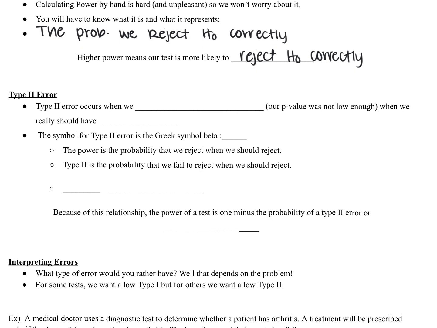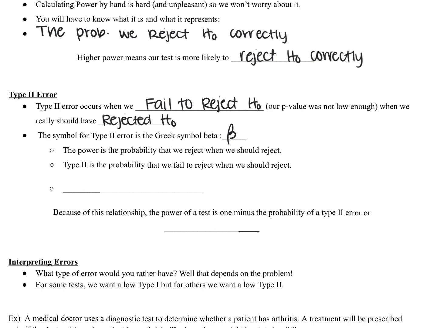Okay. And then a type 2 error. So type 2 error occurs when we fail to reject the null hypothesis, which means our p-value was not low enough when we really should have rejected the null hypothesis. Now, they made up its own symbol to represent the probability of a type 2 error, and it's the Greek symbol beta. We're not really going to do anything with it because it's not really part of the significance test. They have a symbol for it.